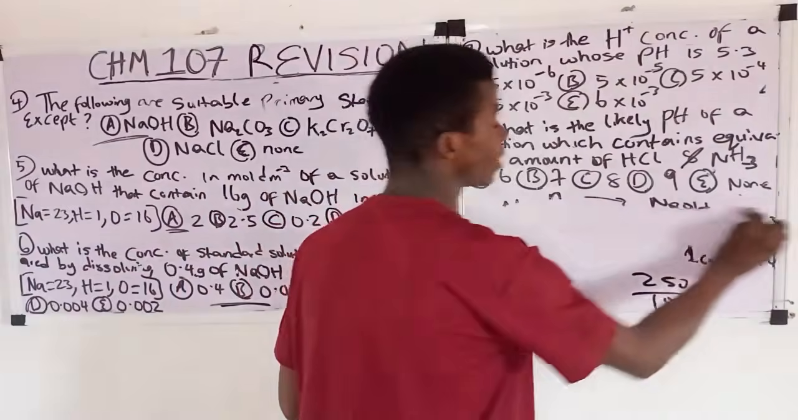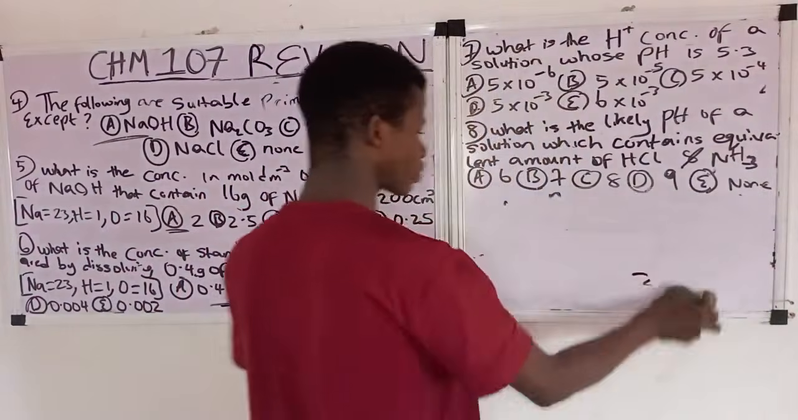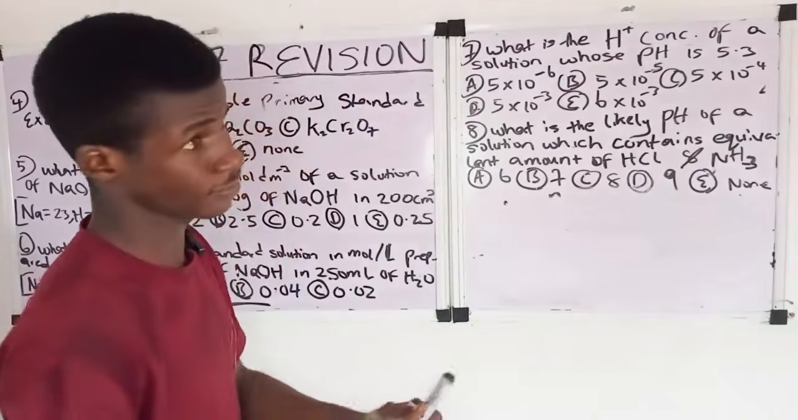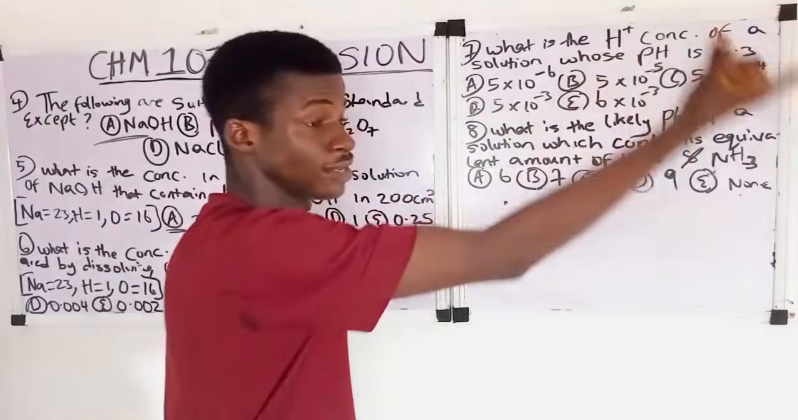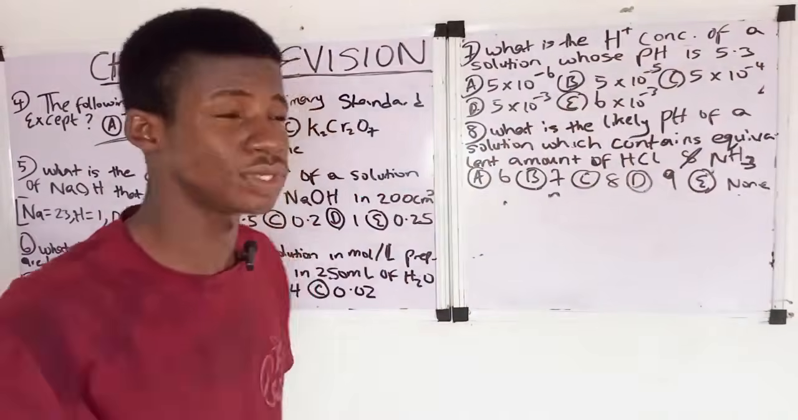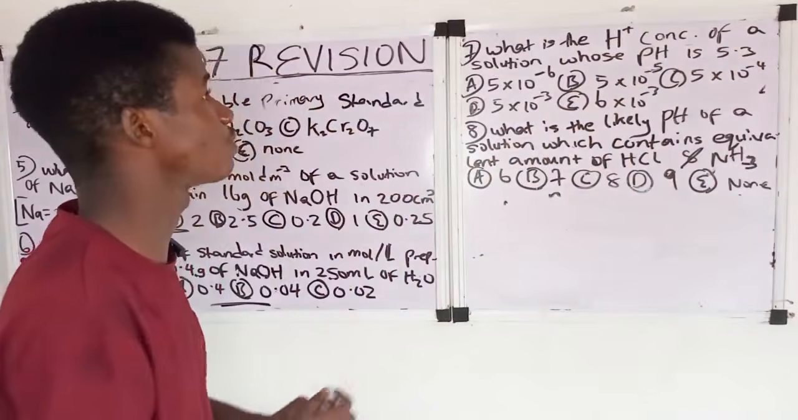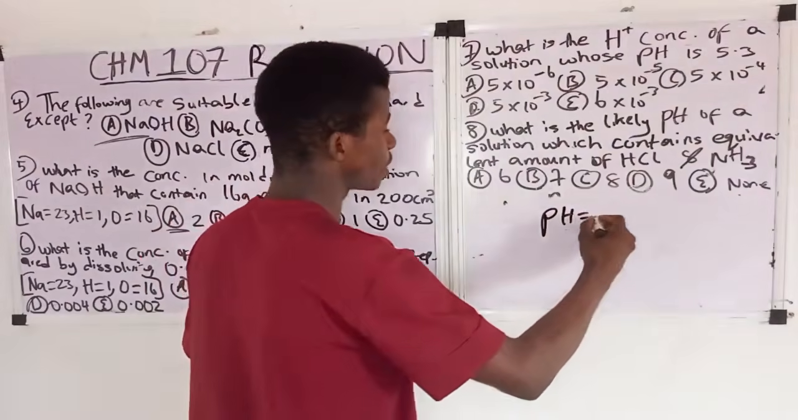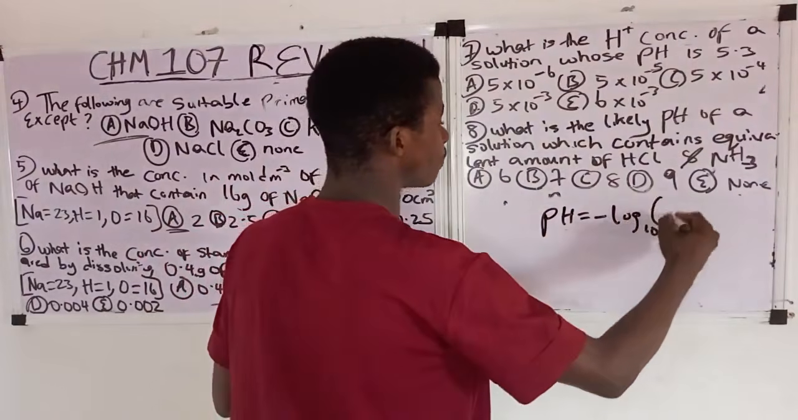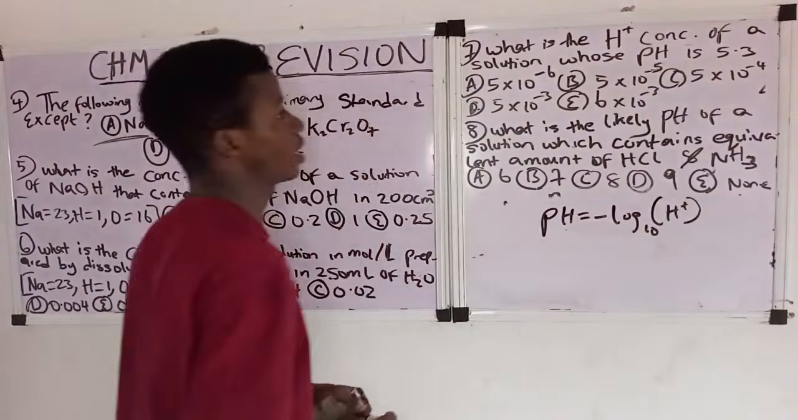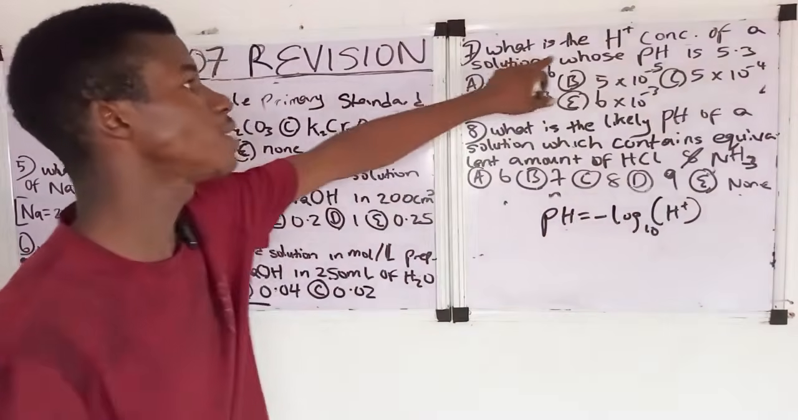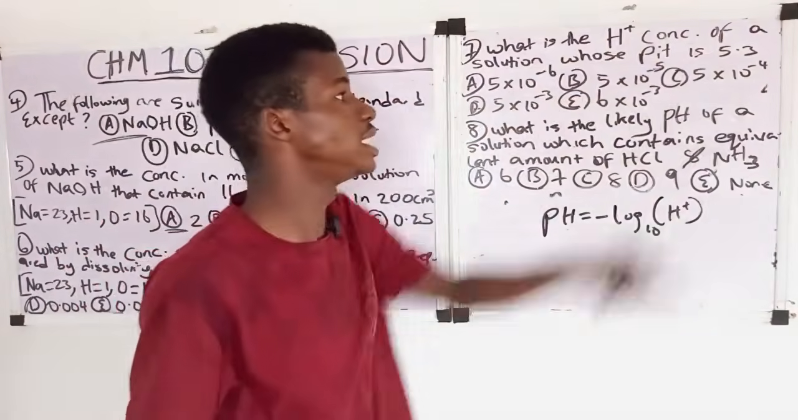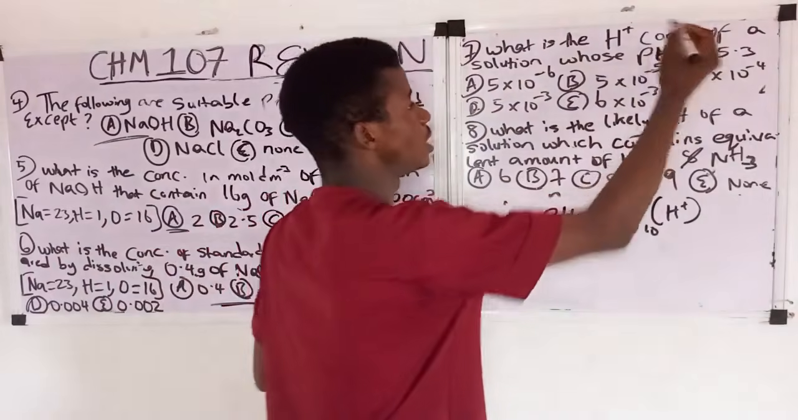They said it's under pH. Now, you can go check our previous video. I did a full video on how to calculate pH, pOH, buffer solutions, and a lot of that. Now, pH has different formulas. pH is the negative log of the hydrogen ion concentration. Now, if you look at this question, what is the hydrogen ion concentration of a solution whose pH is 5.3? It's very easy.